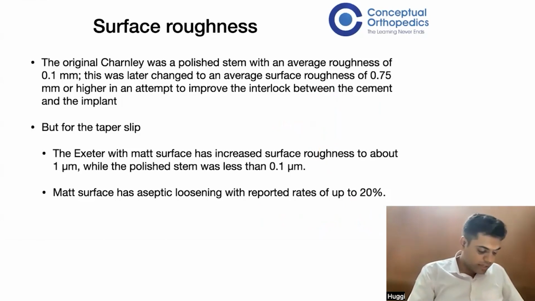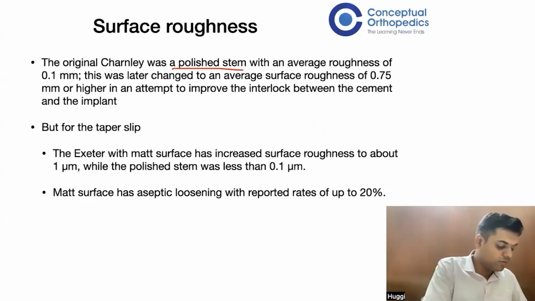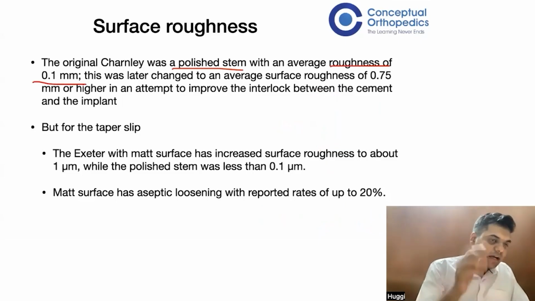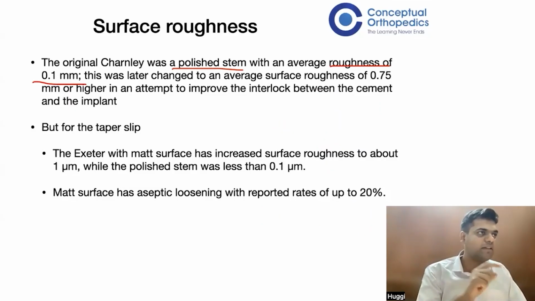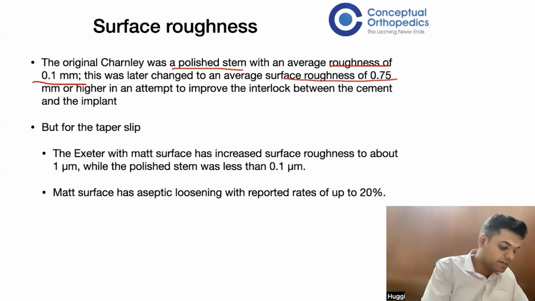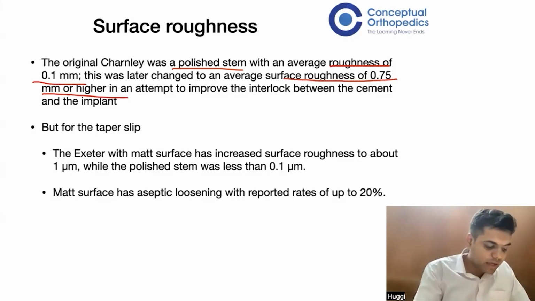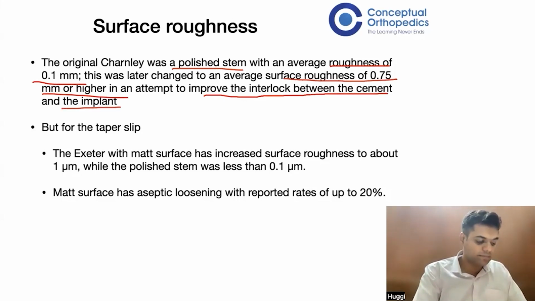So the original Charnley stem was polished with an average of only 1 millimeter roughness. But Charnley's stem is based on what principle? It is based on the composite principle. So we need more bonding between the stem and the cement. So what they did, they increased the roughness up to 0.75 millimeter or higher. What did it give? It gives improvement in the interlock between the stem and the implant or the processes.